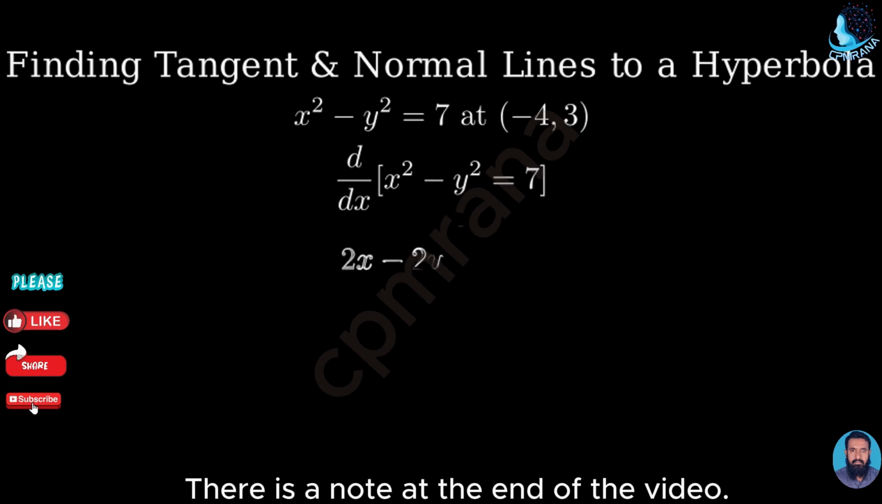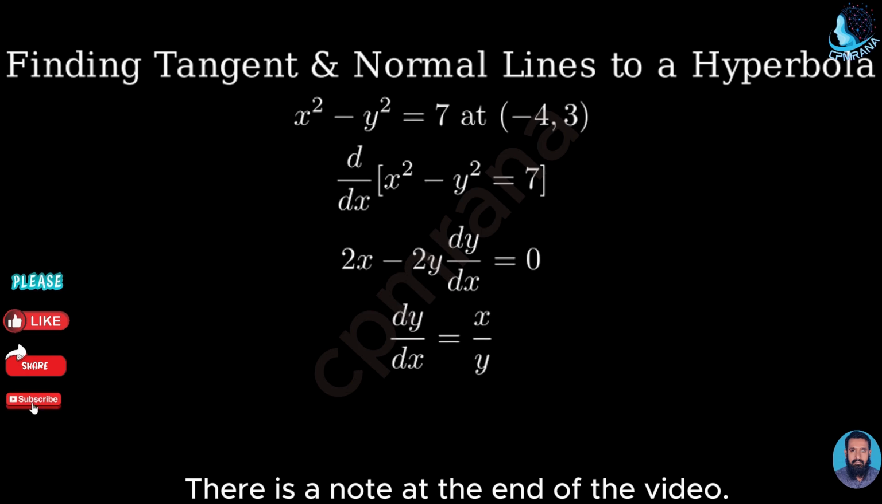Taking the derivative of both sides with respect to x, we get 2x minus 2y times dy/dx equals 0. Solving for dy/dx, we get dy/dx equals x over y. This will give us the slope of our tangent line at any point on the hyperbola.